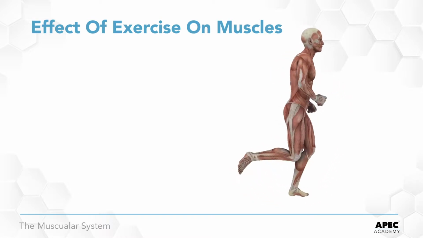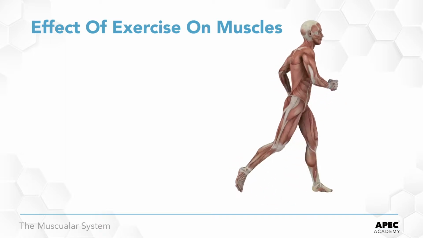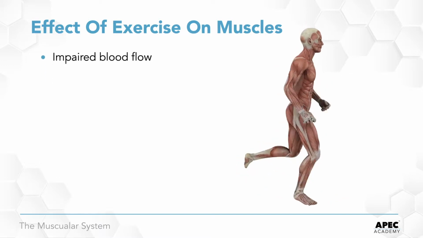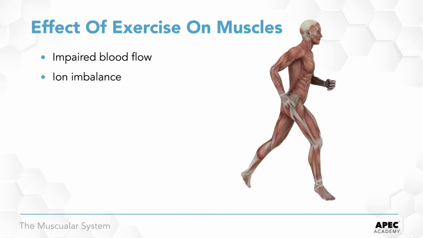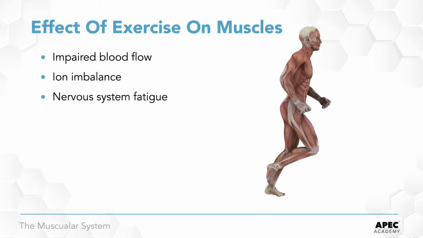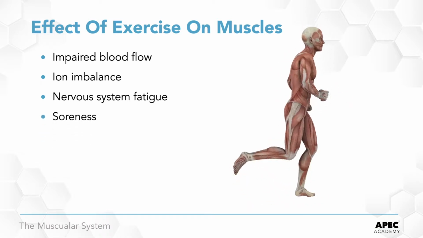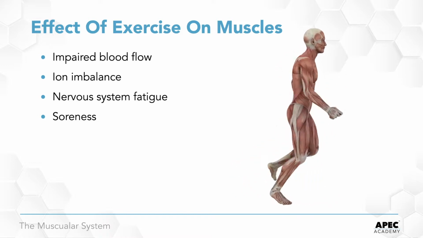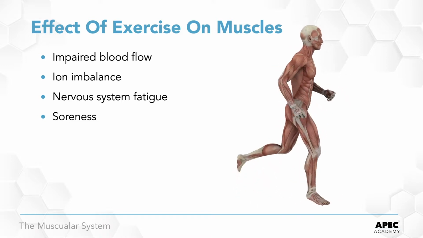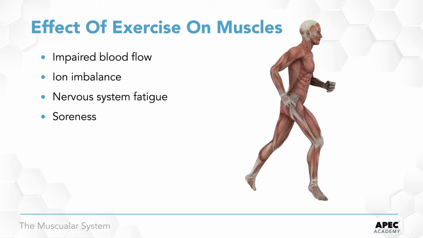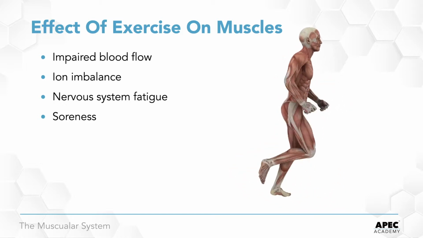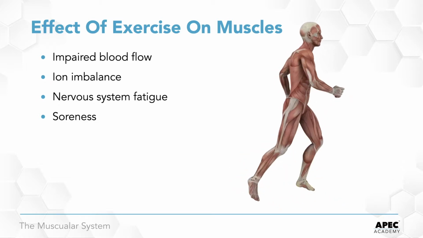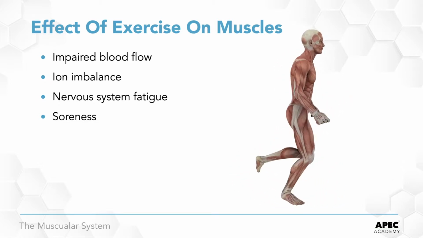Short-term effects of exercising on muscles are fatigue and soreness due to many different reasons. Some of these being impaired blood flow, ion imbalance within the muscle, nervous system fatigue, and muscle soreness. Muscle soreness was once thought to be due to the accumulation of lactic acid in muscles, but more recently, it has been attributed to micro tears occurring in the muscle caused by eccentric contractions. The more we expose our muscles to eccentric contractions, the less we will experience this soreness.